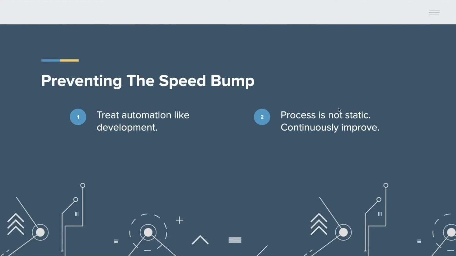So dealing with the first one, treating automation like development, you should have pipelines in place for all of your automation. So whether that's cloud automation with infrastructure as code tools like Terraform, whether that's CI/CD pipelines with Jenkins or CircleCI or AWS CodeBuild or GitLab pipelines or GitHub Actions or whatever it is, make sure it's checked in, treat it like code, and continuously develop it.